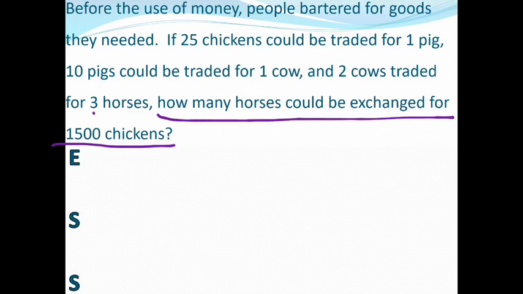My given is those 1,500 chickens. That's what I've got. And what I want to know, what is my unknown, is how many horses I could get for those chickens. So all the rest of the stuff that was in here are equations. It's telling me 25 chickens can be traded for 1 pig. So that means 25 chickens equals 1 pig.